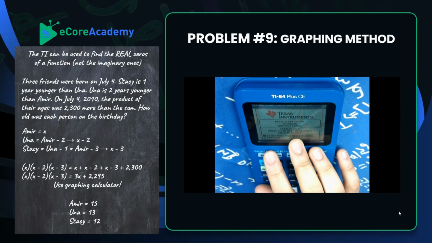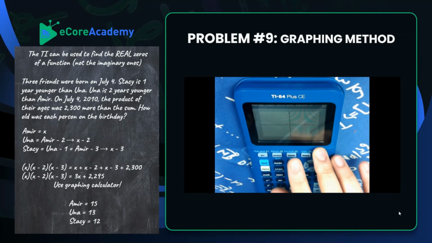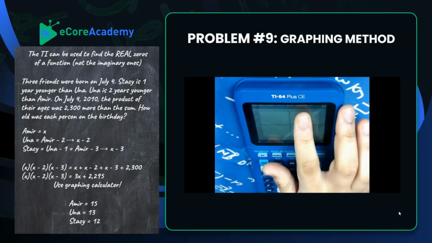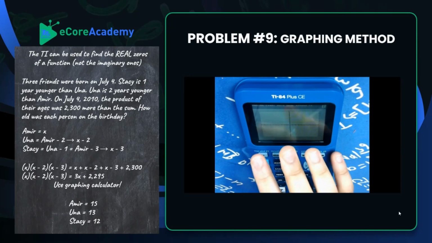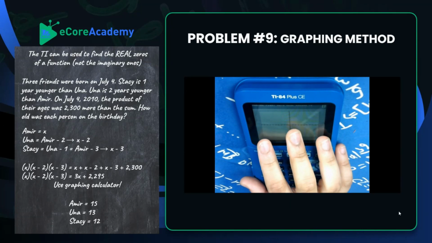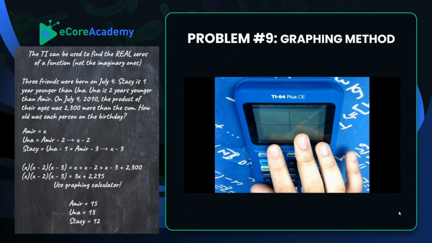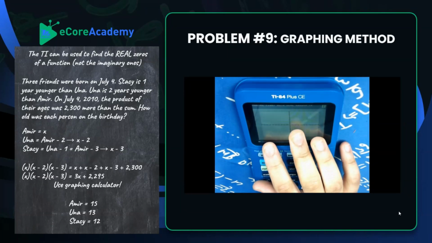Okay, so let's look at the notes I have to the left. The TI can be used to find the real zeros of a function, not the imaginary ones. Remember, real zeros are just on the real number plane, which is what the TI calculator graphs in. The TI calculator does not graph in the imaginary plane, where one of the axes represents i, which is your square root of -1. If you have any imaginary roots, you're going to unfortunately have to find them by hand. But for our scenario here with this problem, we won't have to worry about imaginary roots.